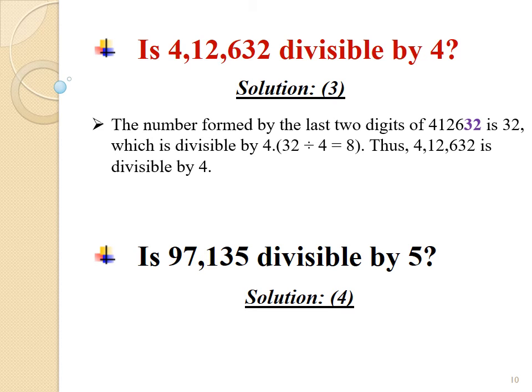Now, sum number 4: is 97,135 divisible by 5? Since the ones digit of 97,135 is 5, 97,135 is divisible by 5.